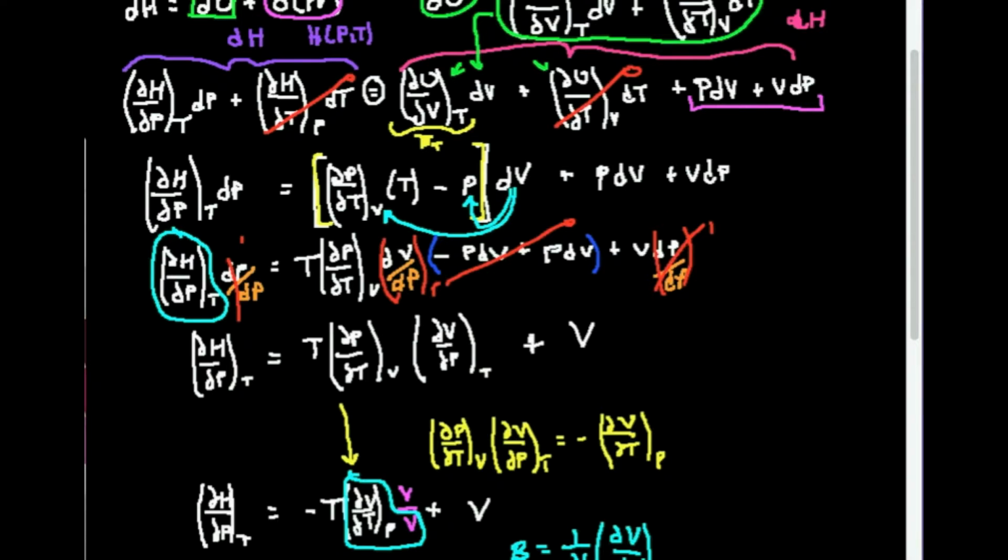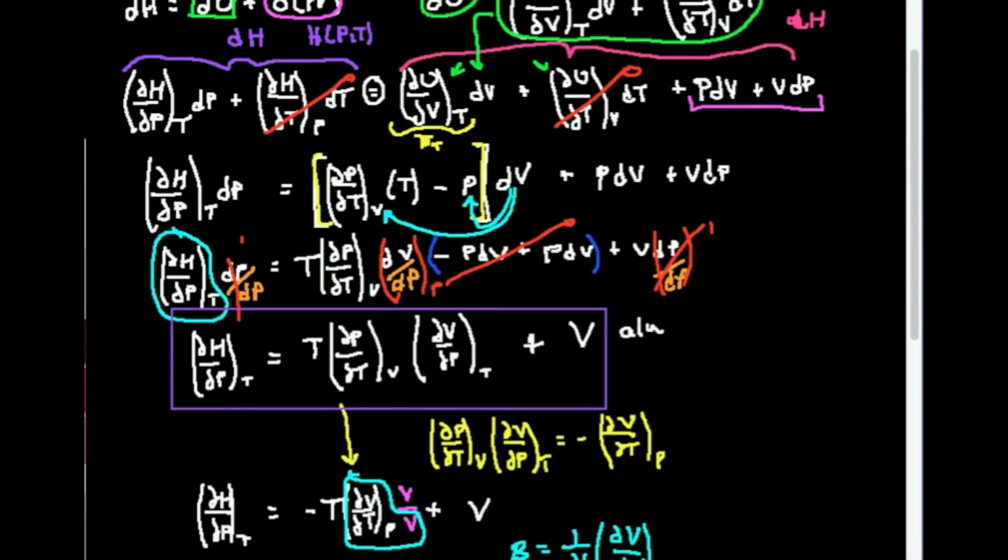The partial of H with respect to P at constant T is equal to T times the partial of P with respect to T at constant V, times the partial of V with respect to P at constant T, which comes from this right here, plus the volume. So the expression that I'm going to use that is valid for any substance, if you're trying to find the variation of enthalpy with pressure at constant temperature, is that right there. So this is what we'll say is always valid. Doesn't matter what substance you're talking about.